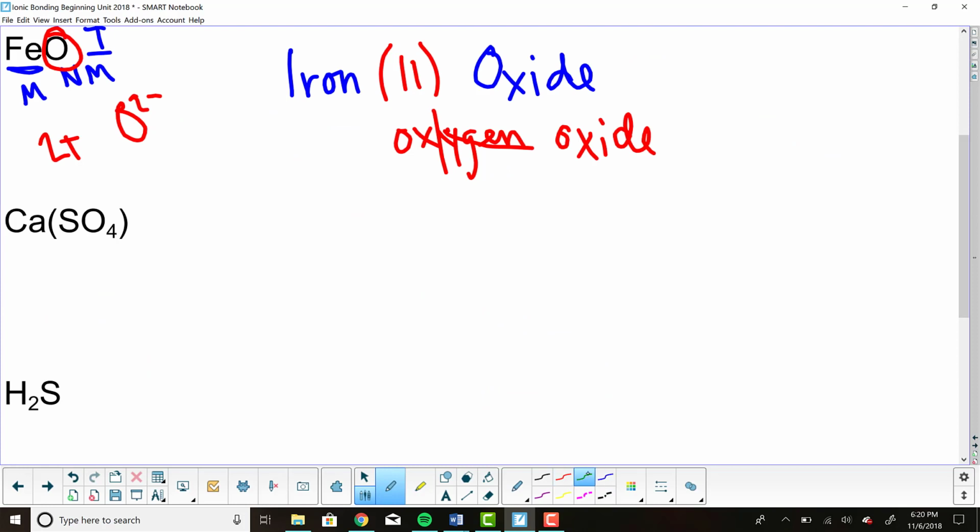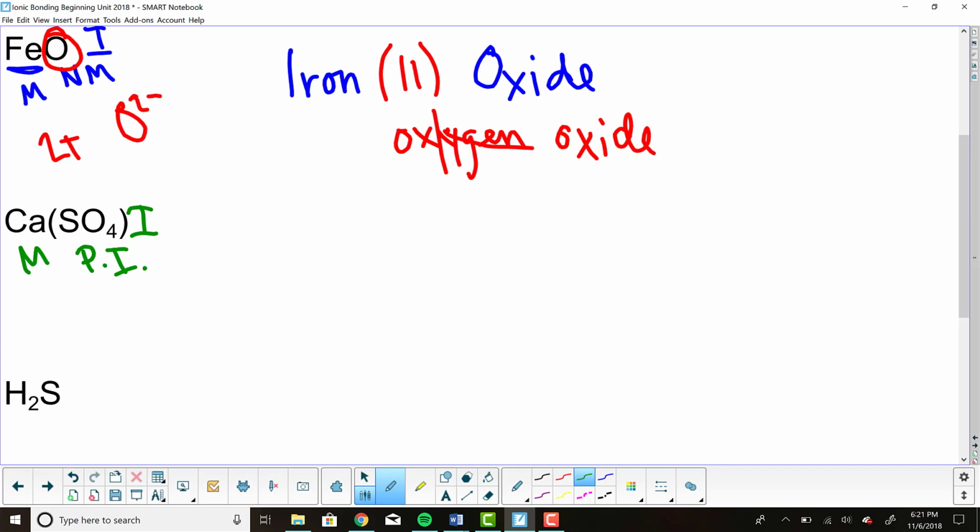CaSO4. First things first, what kind of compound are we dealing with? Well, Ca is a metal. SO4, you see it's in parentheses there. The parentheses is sort of a hint that I'm talking about a polyatomic ion. However, the parentheses don't necessarily need to be there. So you should be able to recognize SO4 as a polyatomic ion. If we have a metal and a polyatomic ion, then overall we have an ionic compound. So we follow the rules for naming ionic compounds.